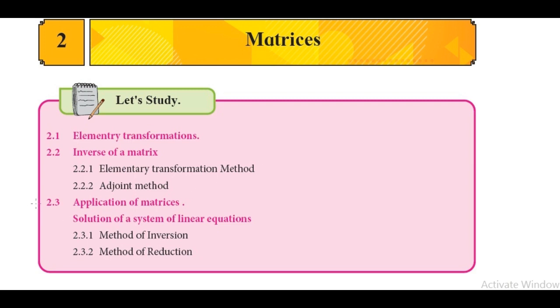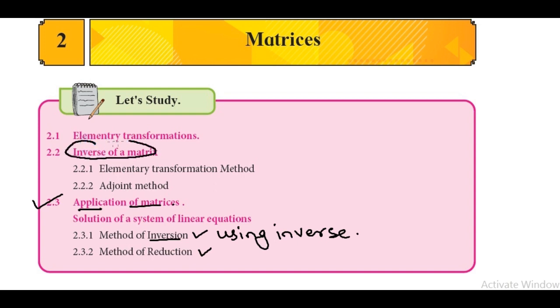Now if you observe the third unit, that is application of matrices, it has two methods, method of inversion and method of reduction. For method of inversion, it means we will be using inverse that we will learn from unit 2. Okay, and for method of reduction, we will be using elementary transformation.